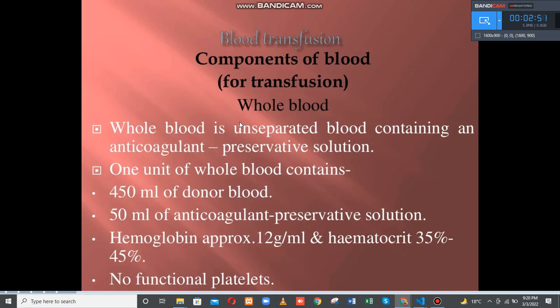Whole blood is unseparated blood containing an anticoagulant preservation solution. One unit of whole blood contains 450 ml of donor blood, 50 ml of anticoagulant preservation solution, hemoglobin approximately 12 g, and hematocrit 35% to 45%, with non-functional platelets.